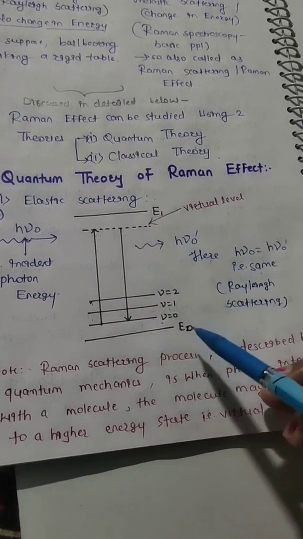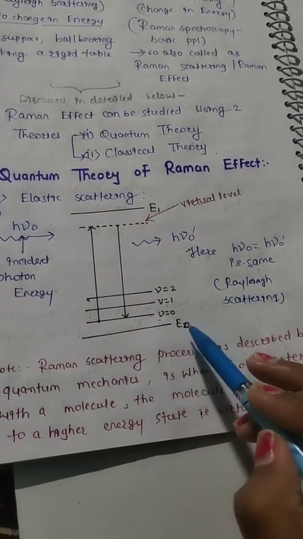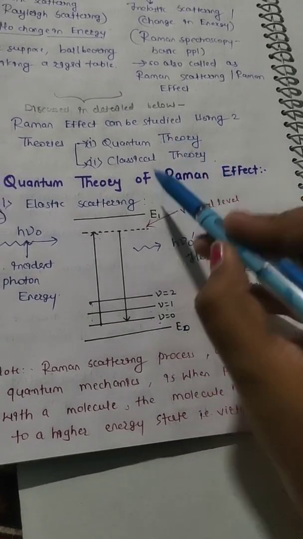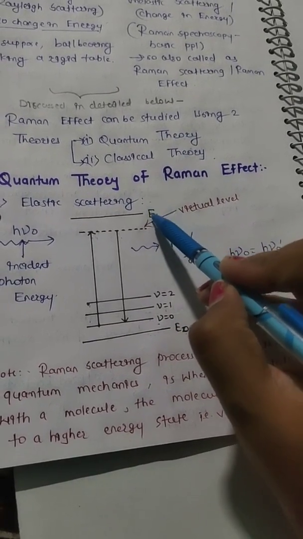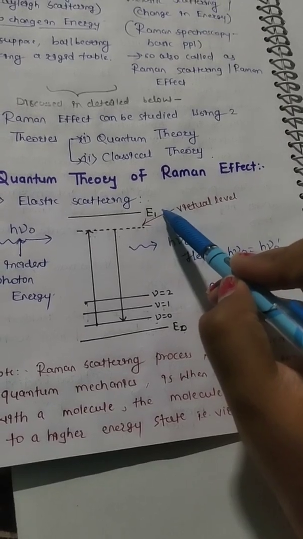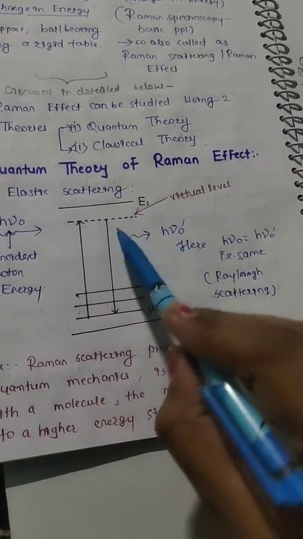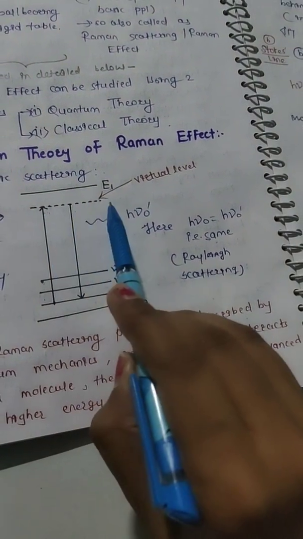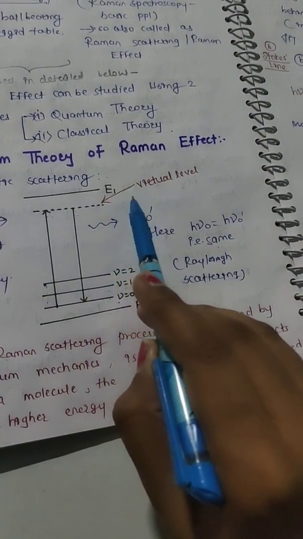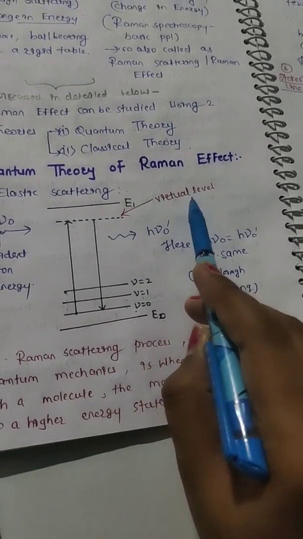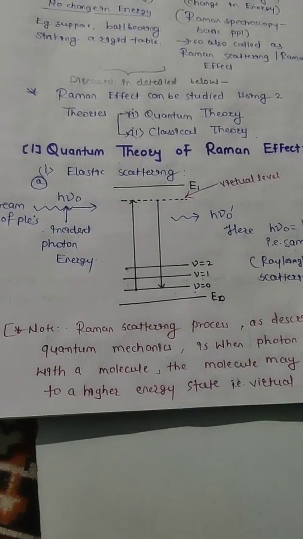Okay, so this capital E naught is the ground state electronic level, and this capital E1 is called the first excited electronic level. In between these two levels, a higher energy state is observed, called the virtual level. What does this virtual level mean?